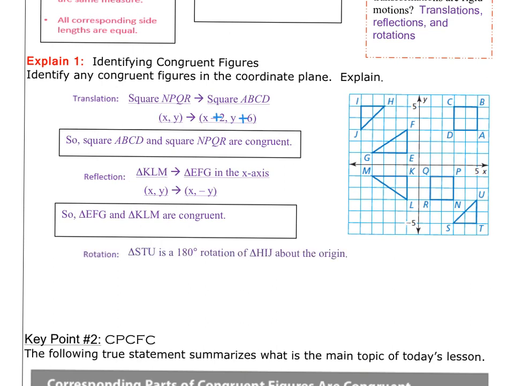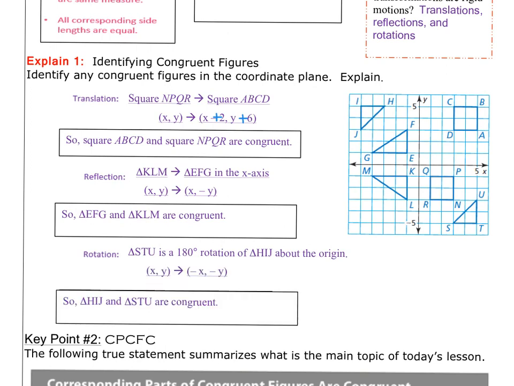All right, next let's take a look at a rotation example. Triangle STU is rotated 180 degrees about the origin, so we know it will rotate up to this quadrant, and there it is mapping onto triangle HIJ. So xy maps onto opposite of x, comma, opposite of y. So triangle HIJ and triangle STU are congruent.